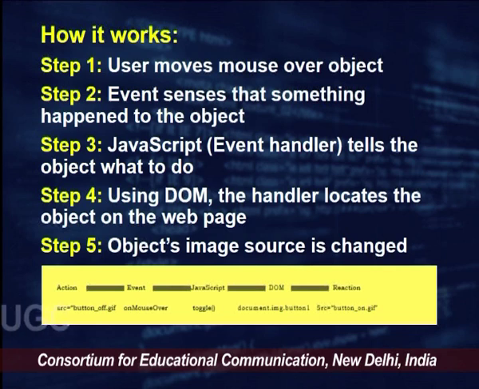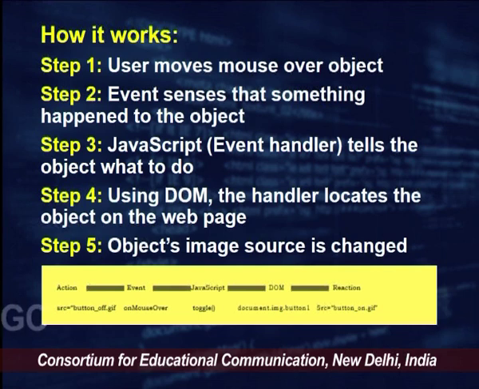Now the JavaScript event handler will tell the object what to do. So you have already defined an event handler. This event handler is going to say what needs to be done, and then the handler will use the document object model to locate the object on the web page, and then the last step is that the object's image source is changed. For example, when the mouse moves over an image, the image should zoom up. So that is the action which is going to take place.